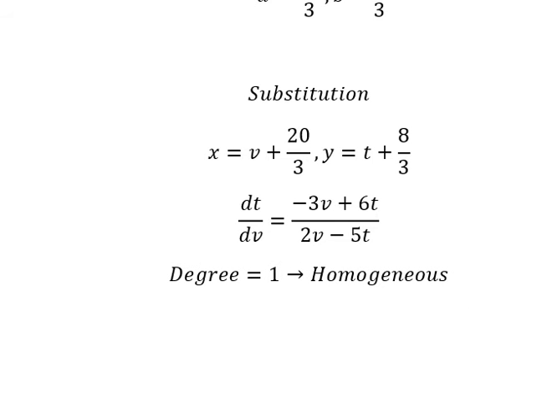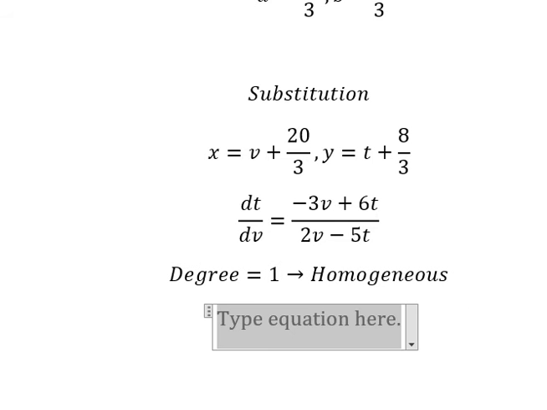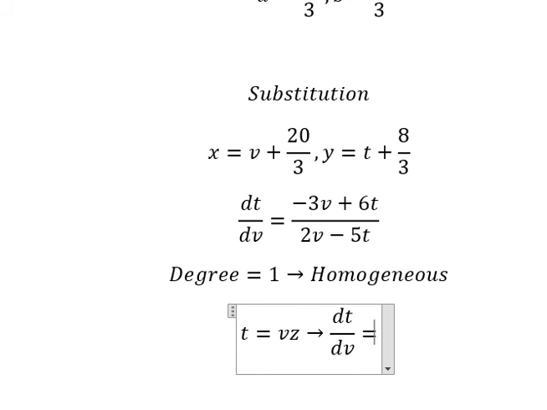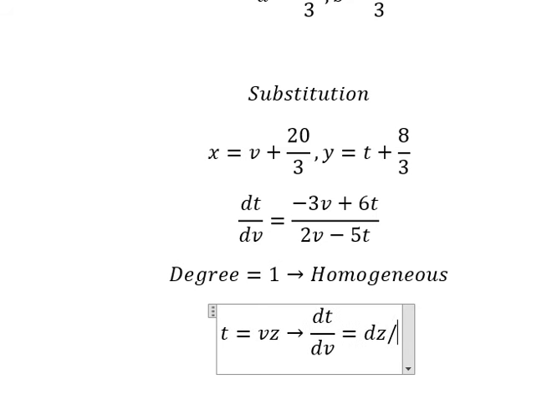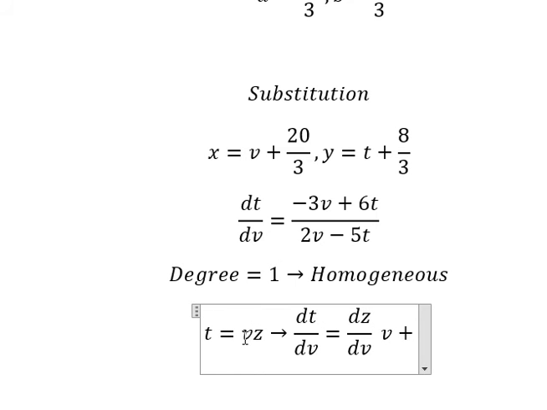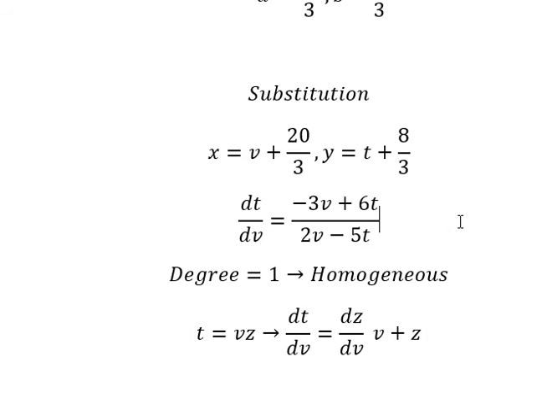So I will put t equals to vz. Later we do the first derivative for both sides. First derivative of t, we have dt over dv. First derivative of z, we have dz over dv multiplied by v, plus first derivative of v, we have number 1, so we have z.